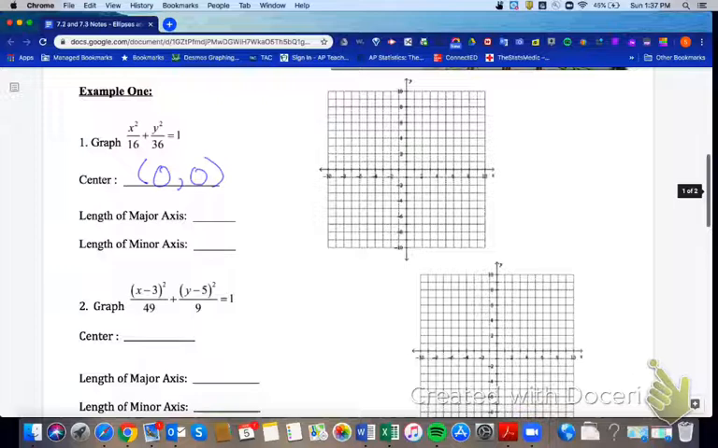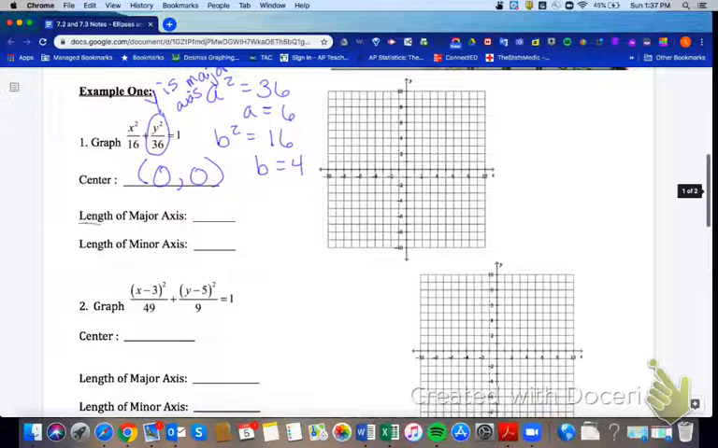Now, as we look at the denominators, the larger number is always going to be a squared. So in this case, a squared is 36, b squared is 16. Since a squared, the larger number, is underneath y, that means y is the major axis. So this ellipse is going to be longest on the y-axis. Now, if a squared is 36, that means a is 6. Since b squared is 16, that means b is 4.